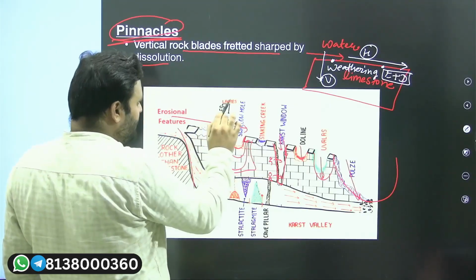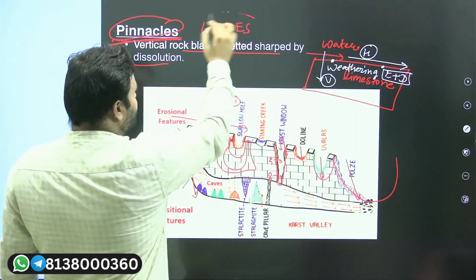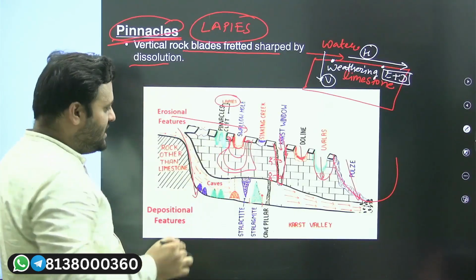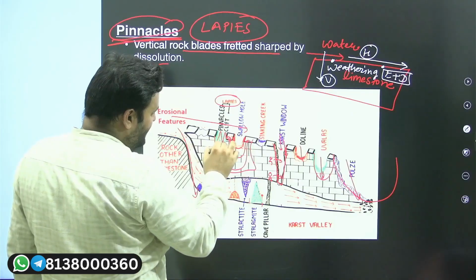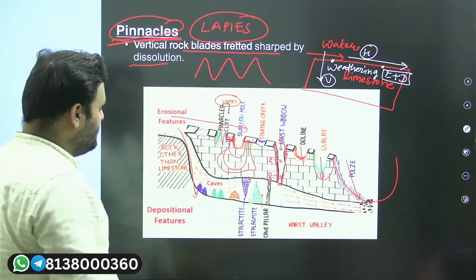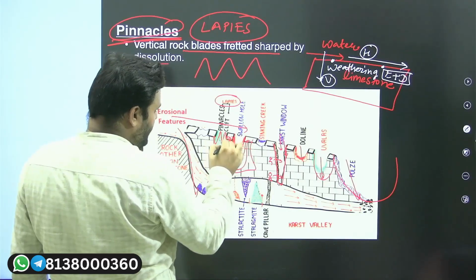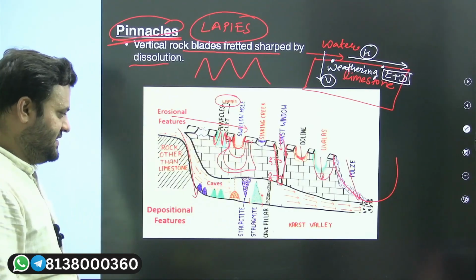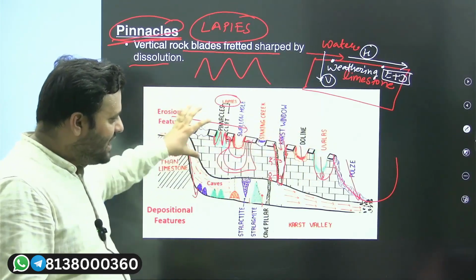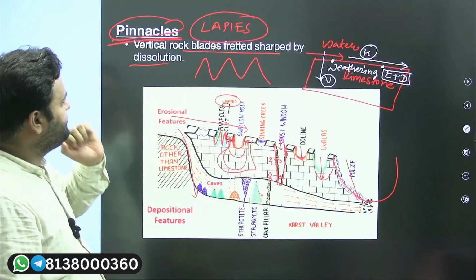These pinnacles are also known as lapies. Whenever we have this action of erosion, we get these vertical dikes which appear like this. You see the vertical dike kind of shape, vertical rocks. These vertical rocks are given a name, pinnacles and lapies. This is how we will have a karst topographical feature appearing on the surface itself.